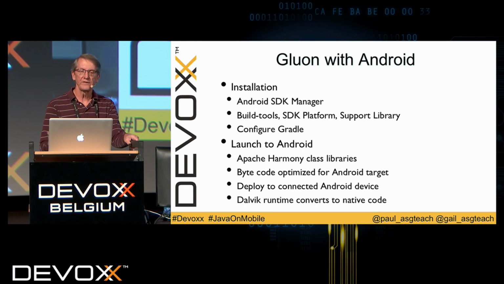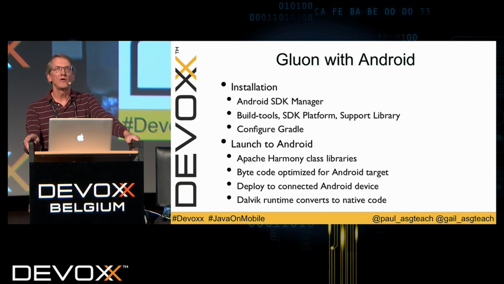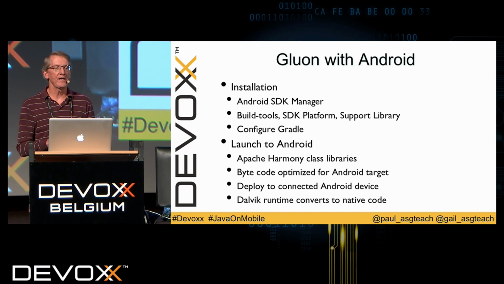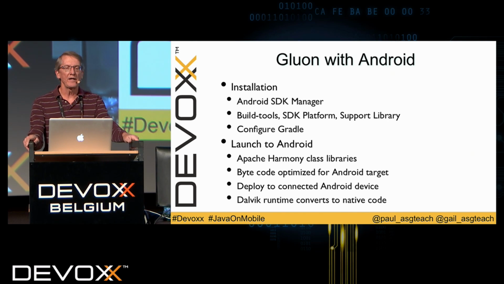Now, the second thing is you'll need to configure Gradle so that it finds the Android top-level directory that contains the support libraries that you need. And this just means creating a gradle.properties file and setting the ANDROID_HOME property to the correct path. So when you launch to a connected Android device, what actually happens? Again, Gluon bundles the Apache Harmony Java class libraries and then optimizes the bytecodes for the Android target. And there's a Dalvik runtime on the device that converts this to the native code.